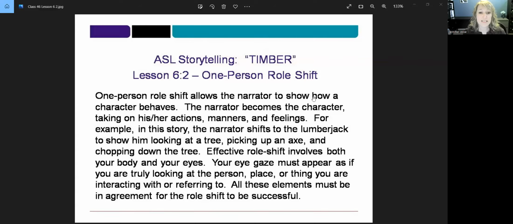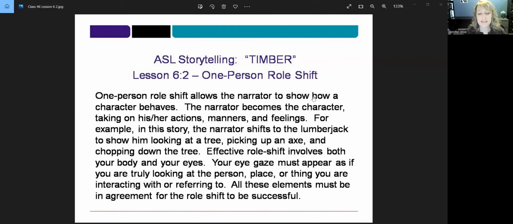So as you watch Timber from lesson 6.2, watch for one-person role shift. So one-person role shift, like I said before, allows the narrator to show how a character behaves. The narrator becomes the character, if you will, taking on his or her actions, manners, and feelings. It's a little like acting. For example, in Timber, the narrator shifts to the lumberjack to show him looking down at a tree, picking up an axe, and chopping down the tree.